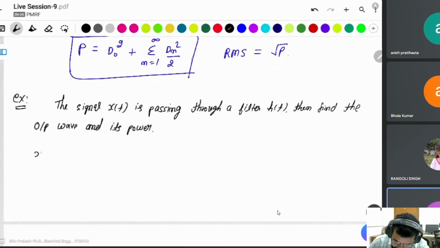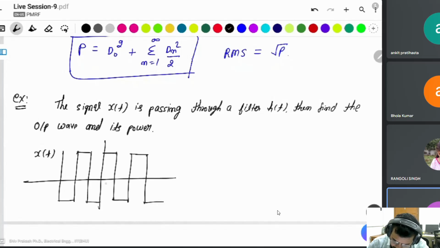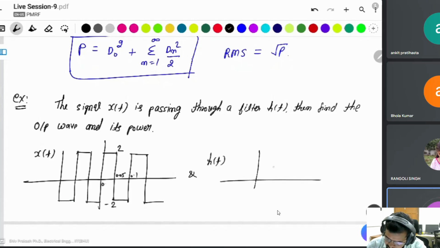Where xt is equal to 0, 0.05, 0.1, magnitude is minus 2 plus 2, and st is given as a filter passing for the frequency of 20 Hz to 70 Hz only. Its magnitude is 2.